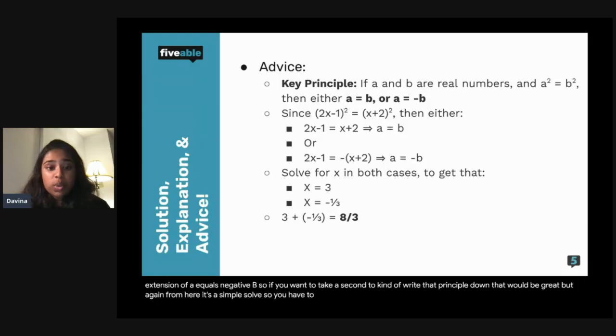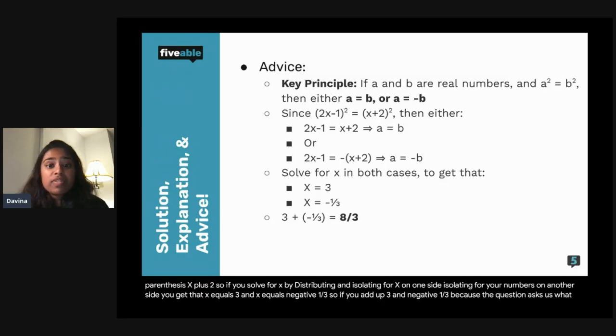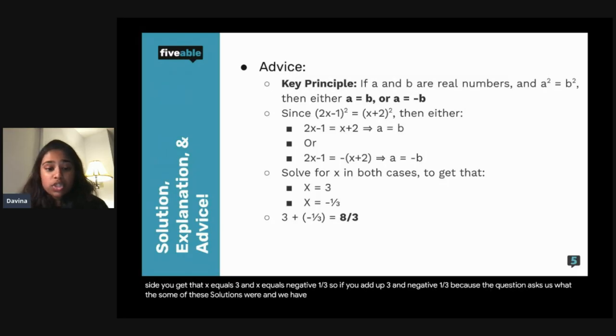So you have 2x minus 1 equals x plus 2, and you also have 2x minus 1 equals negative parentheses x plus 2. So if you solve for x by distributing and isolating x on one side, and your numbers on the other side, you get that x equals 3 and x equals negative 1/3. So if you add up 3 and negative 1/3, because the question asked us what the sum of these solutions were, and we have two solutions here, you get that your answer is 8/3.